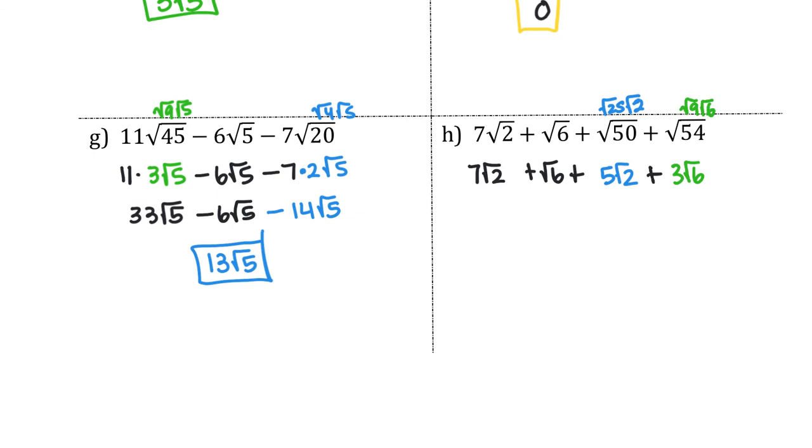Now, do I have like terms? I have 7 square root 2's plus 5 square root 2, so I have 12 square root 2's. Now I have square root 6 plus 3 square root 6. Remember, this is 1 square root 6. So 1 square root 6 plus 3 square root 6's, I have positive 4 square root 6's. I cannot combine these together, but I simplified as much as I could.